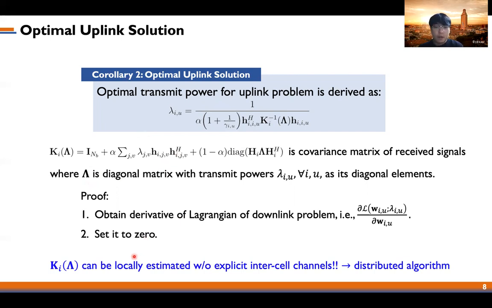It turns out the covariance matrix can be estimated locally without the explicit knowledge on intercell interference by collecting several pilot signals. This means we can apply a distributed manner.